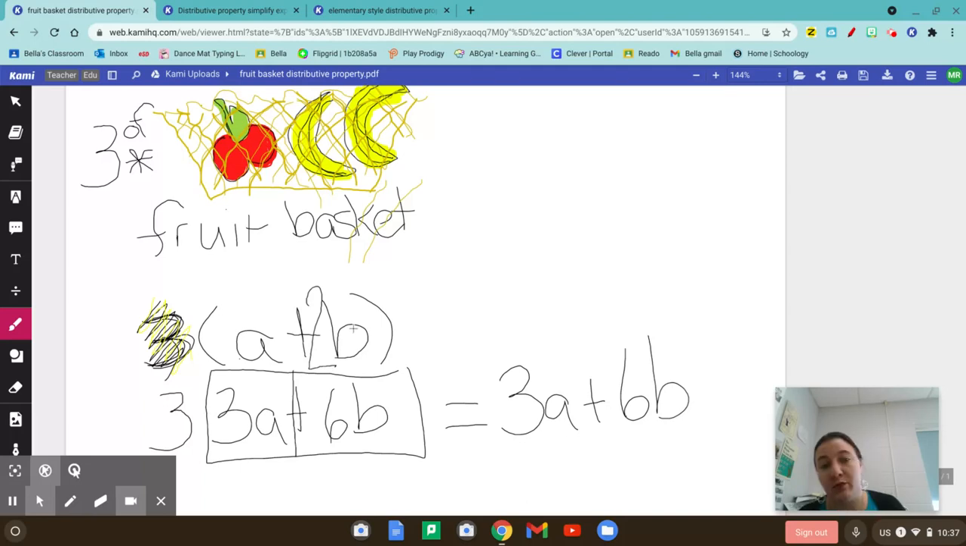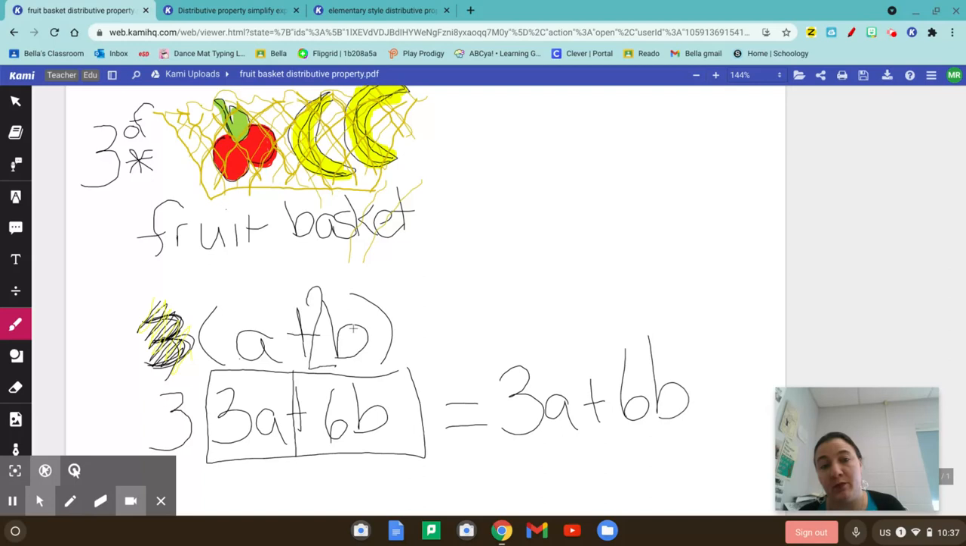I have 3 groups, and when something's in a group, in math, it's parentheses. And since I'm going to do the area model, I just drew the rectangle directly under the parentheses. I separated into 2 sections because there's 2 terms. There's the apples and the bananas, 2 separate terms, and there's 3 of them, 3 times that group. I scribble out that 3 and rewrite it on the width side of the rectangle.